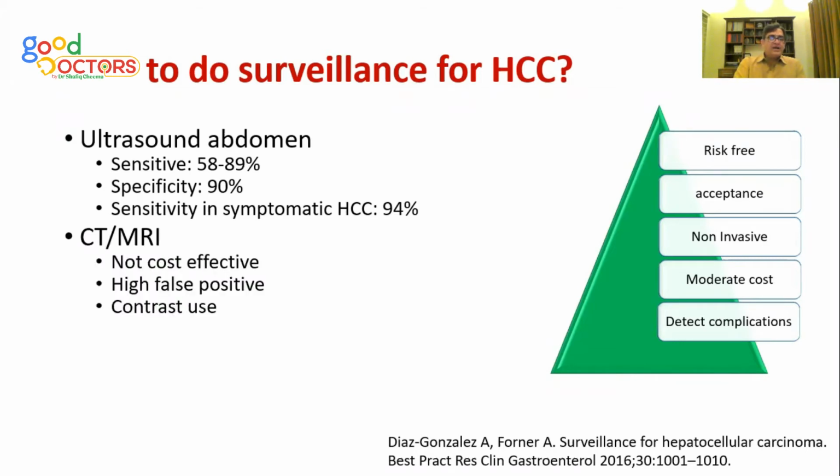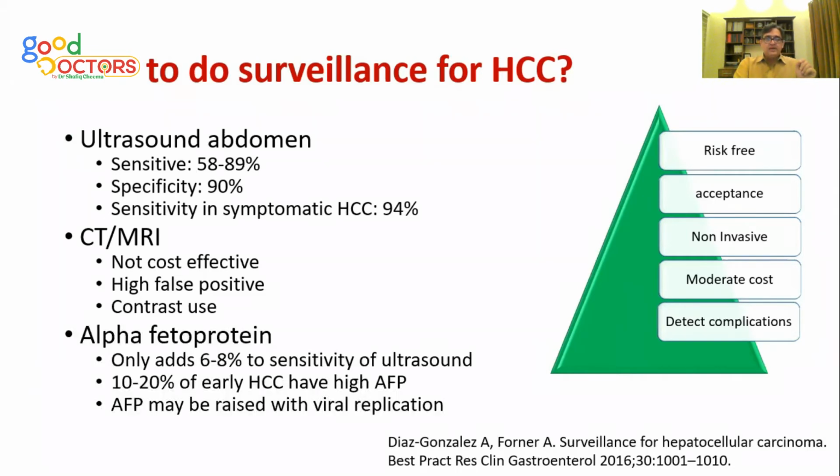For CT and MRI, obviously they are better at picking up small-size tumors, but the cost is a major issue. You can't use them as a mass surveillance program test because of the cost. Second thing is you will get false positive patients in CT and MRI as well.